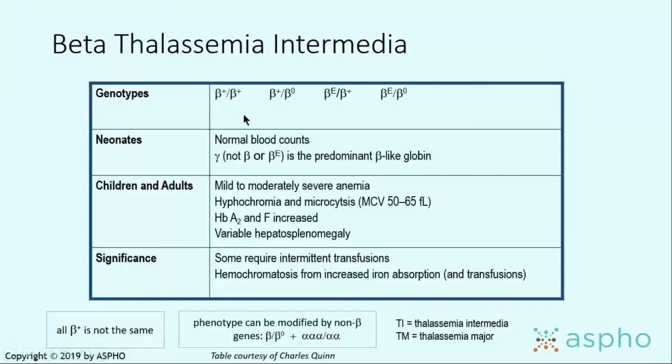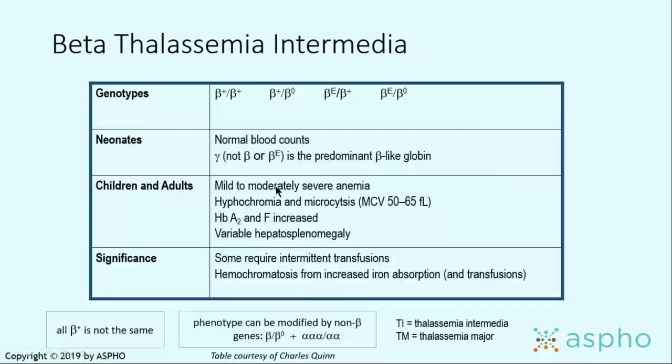Now, sometimes it's difficult unless you do the beta globin sequencing, which I'm having more and more trouble getting done. Some of the companies that used to do it aren't doing it anymore. So sometimes it's more of a clinical diagnosis, especially because these patients may be very, very mild, especially the beta plus, that you can't really distinguish them from a traditional beta thalassemia trait patient. So as neonates, they have normal blood counts.